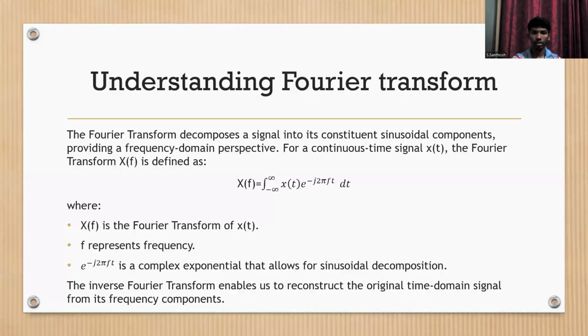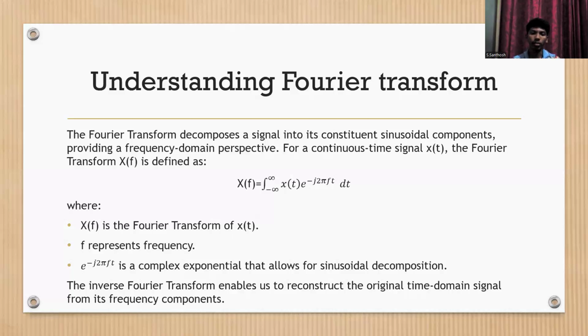So as the statement says, it will be splitting it into its constituent sinusoidal components. That's what we'll do over here. And we integrate it within the limits of minus infinity to plus infinity, where we have X of f as the Fourier transform of x of t, and f represents the frequency range of this signal. And e to the power minus j 2 pi f t is, as I said, a complex exponential that allows for sinusoidal decomposition.